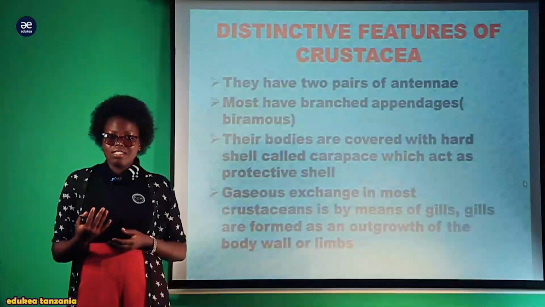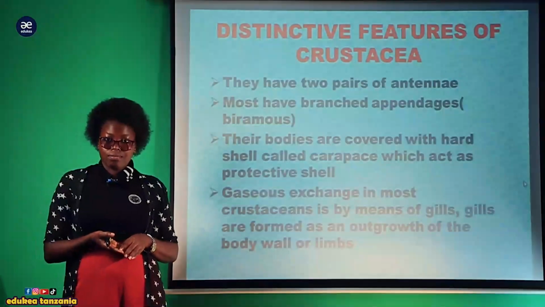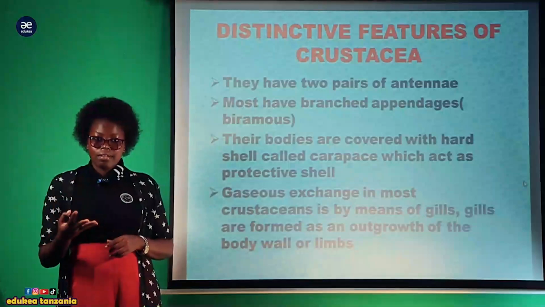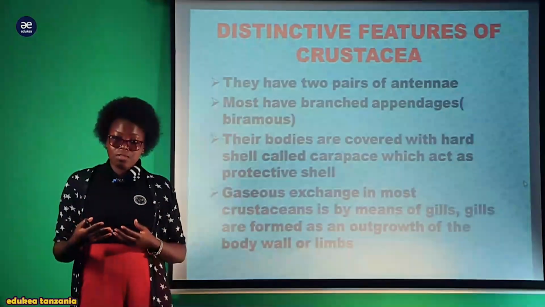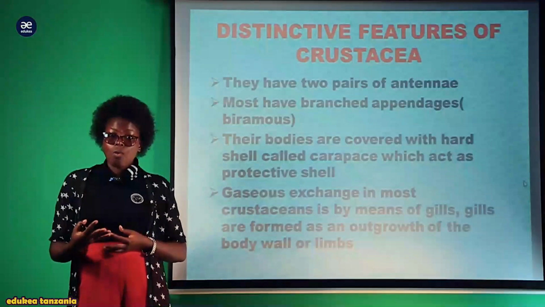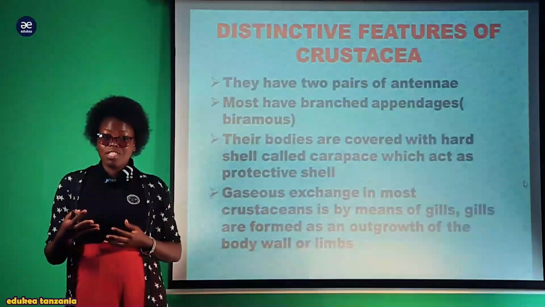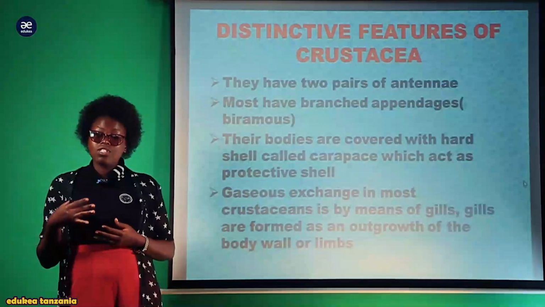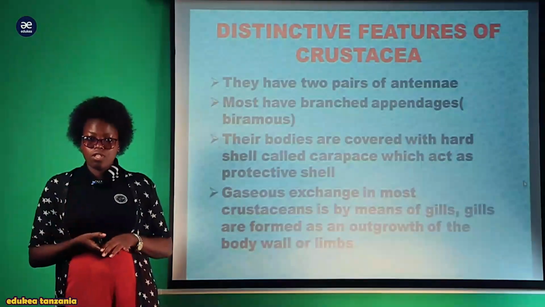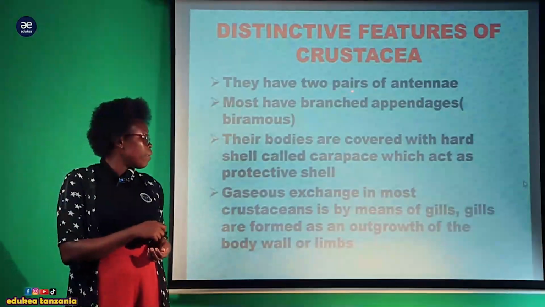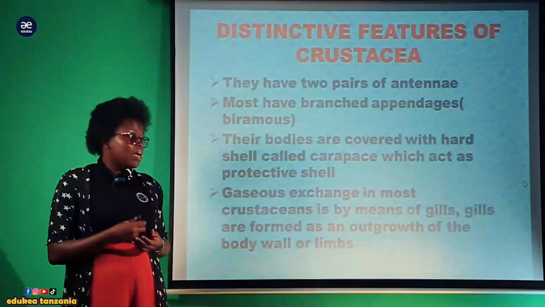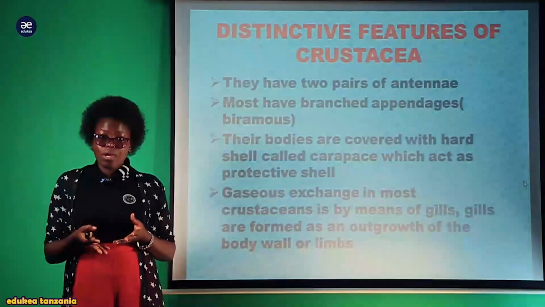So what are the distinctive features of the Crustacea? These are the features which distinguish the members of the class Crustacea from other organisms within the phylum Arthropoda. These are unique features which belong to the class Crustacea only. They have two pairs of antennae.